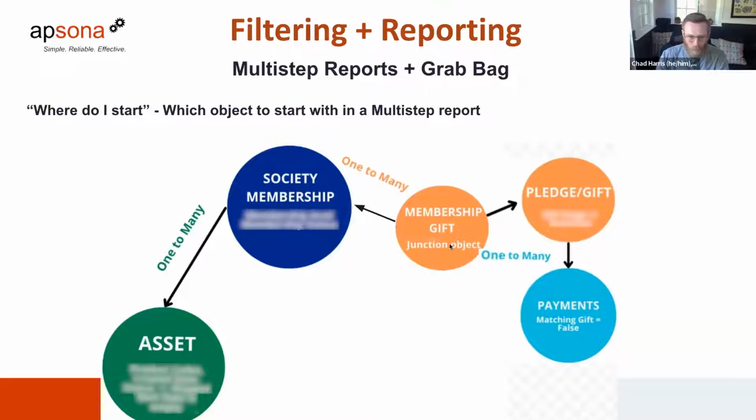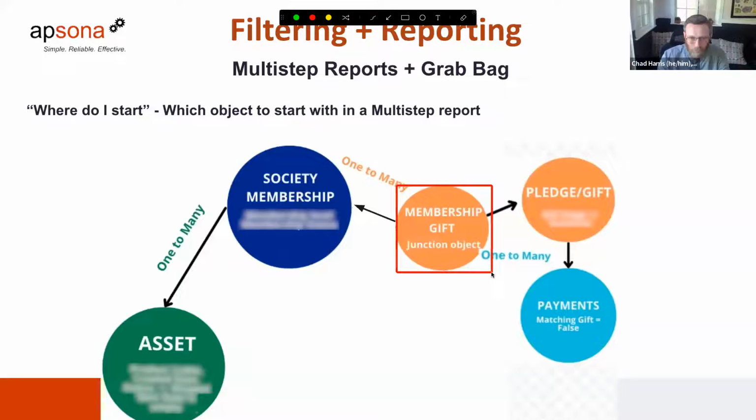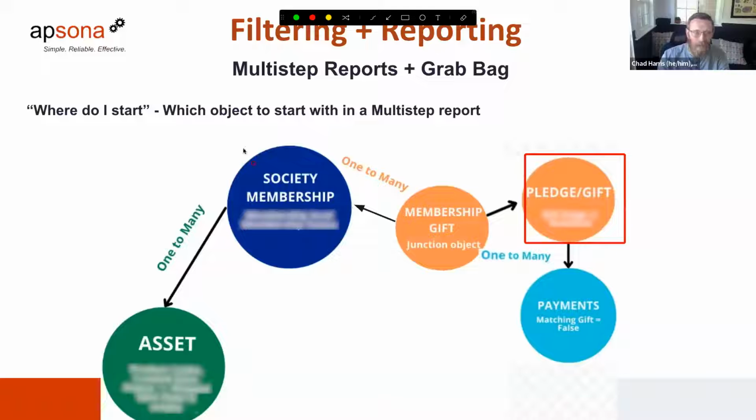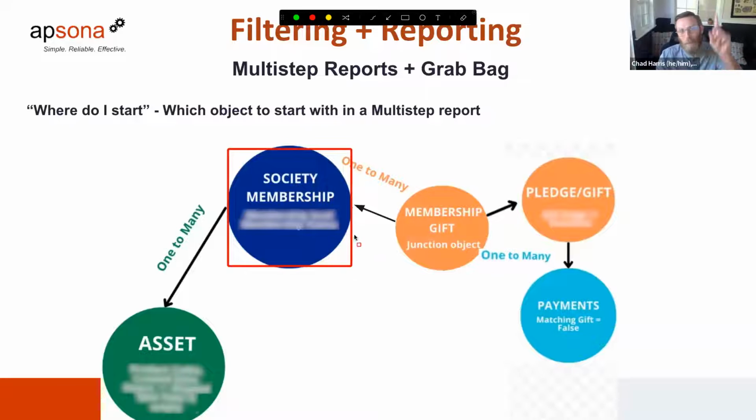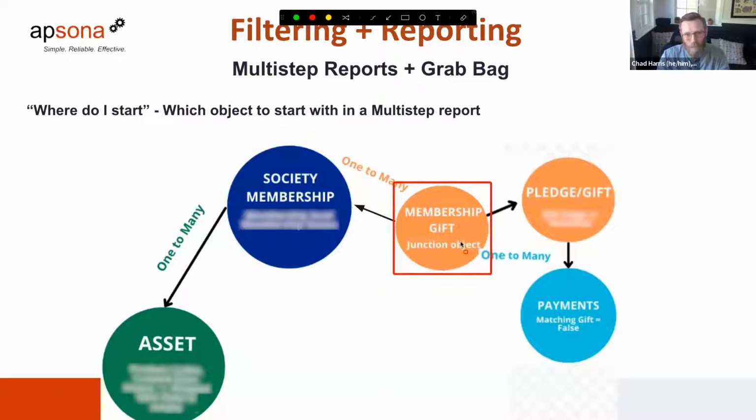So I've mentioned this before in previous sessions as well. A junction object is an object that is really kind of just a placeholder to connect two other objects. So there's this membership gift junction object that looks up to the pledge gift and looks up to the society membership. And so the admin was realizing why there were blanks, and it's because this society membership wasn't really looking up to the pledge. It's actually looking down to a junction object of gift membership, which then looks up to a pledge. So we have an extra object in there. And now we're even more kind of lost. Now, where do we start?